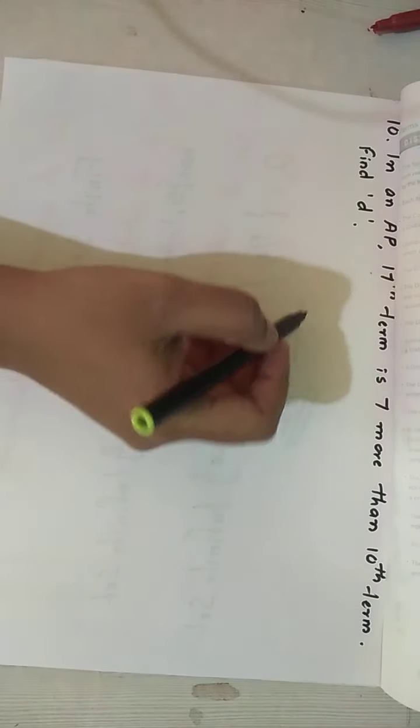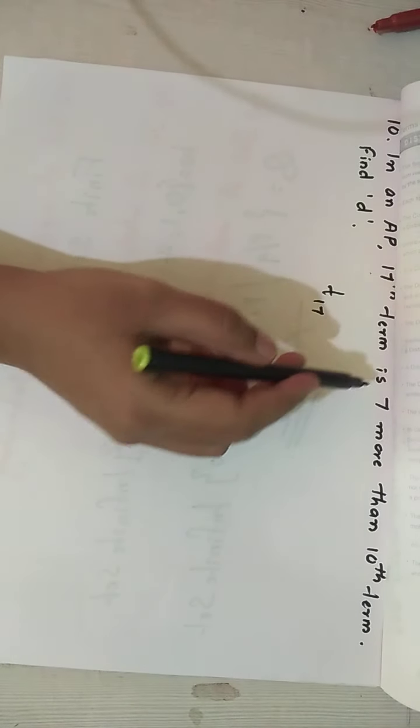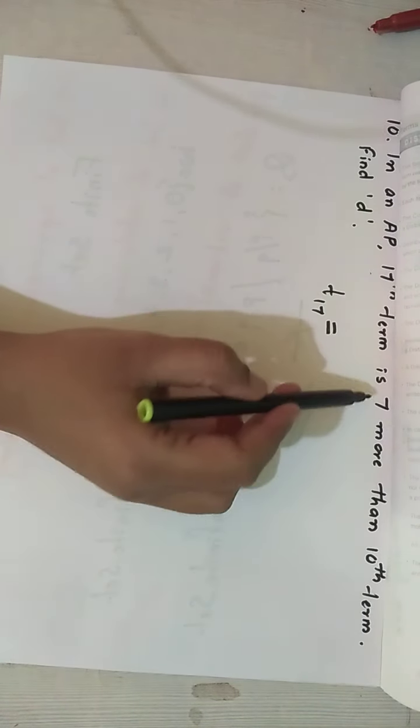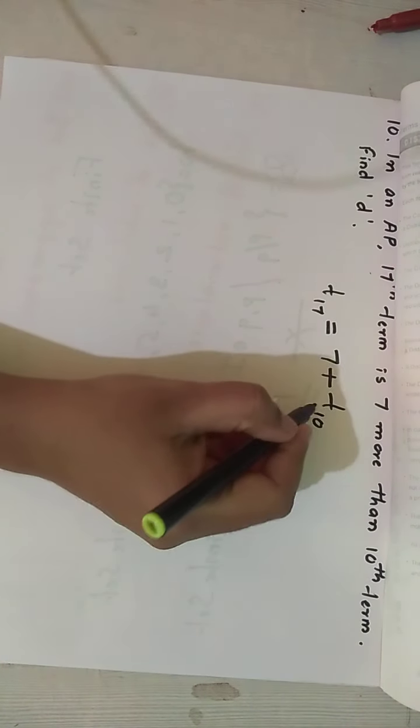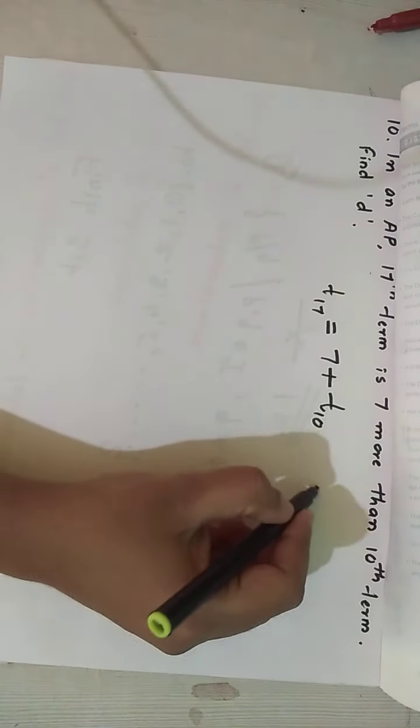Now let's see the last sum for today. The last sum will be, in an AP, 17th term is 7 more than 10th term. Yes, a relation is given. Let's analyze the relation. 17th term, that means T17, is equal to 7 more, that means 7 plus 10th term, that means T10. This is the equation. 17th term is 7 more than 10th term. So we have this equation and you have to find the value of d.